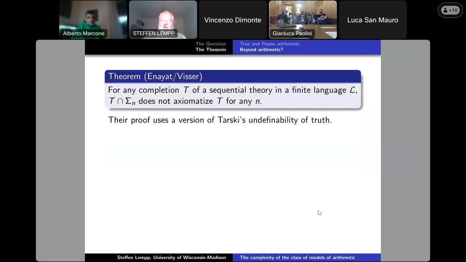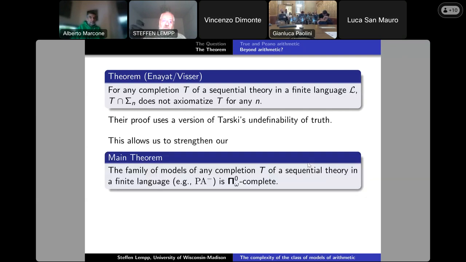Well, Enayat and Visser came up with this theorem, which was precisely what we needed. Namely, if I have a completion of a sequential theory, I'll call it T, in some finite language, the finite language is important, otherwise this won't work, then the Σn fragment of T does not axiomatize the full theory, no matter how big the n. They sent me the proof, and it's basically a very careful analysis of Tarski's undefinability of truth, and then applying this to cuts in a model and so on. It's definitely stuff I would never have thought of, and I'm glad they did, because it gives us precisely what we need now.